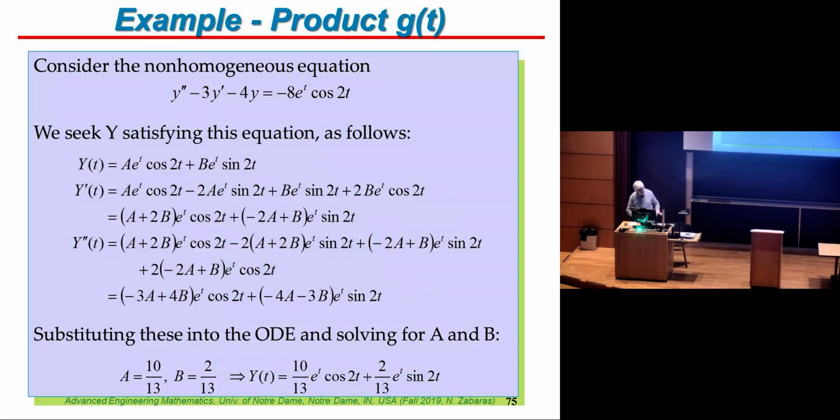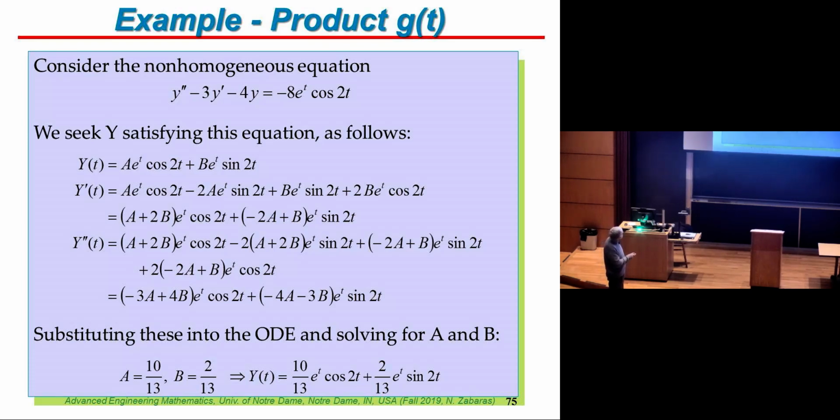And now we're going to slide 75. I love this. It's so fast. How about e to the t cosine of 2t? Help me. We already said for e to the t, what do we try? Before, a times e to the t. And for cosine, we try a cosine plus b sine.